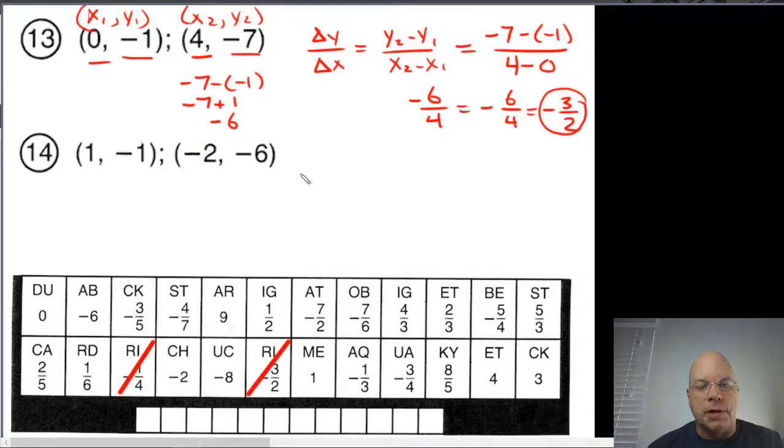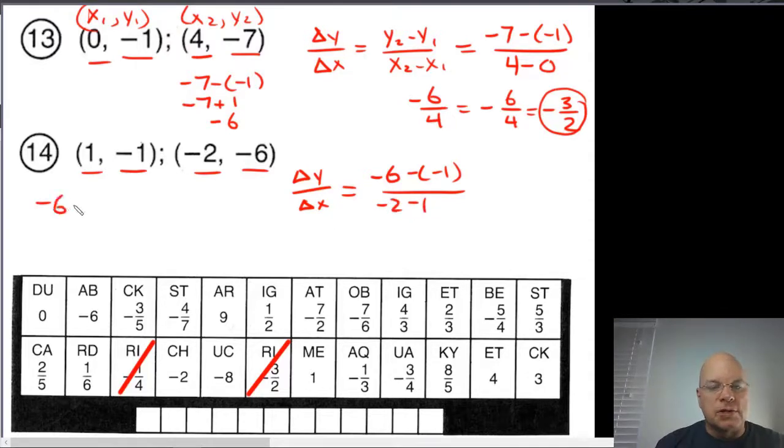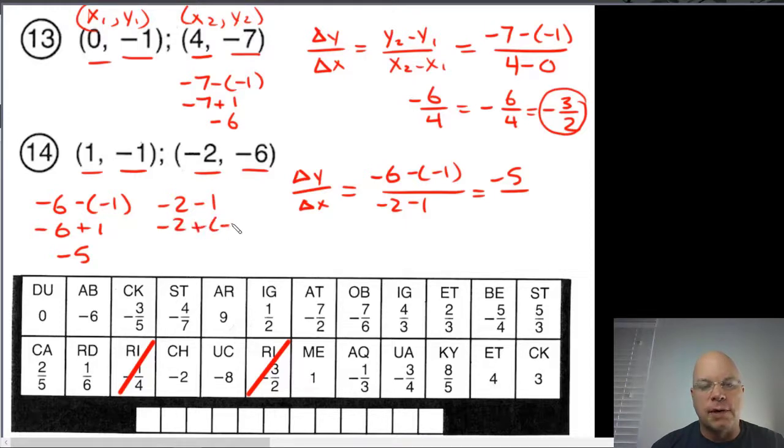Okay, same thing here, delta y over delta x. -6 minus -1 over -2 minus 1. -6 minus a -1 is the same as -6 plus +1, which is -5. And -2 minus 1 is the same as -2 plus a -1, which is -3. Here we have negative divided by negative, which is positive, so just 5/3, positive 5/3. That's in simplest form as an improper fraction.